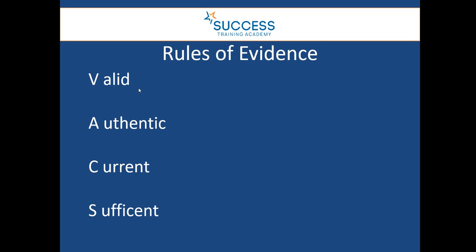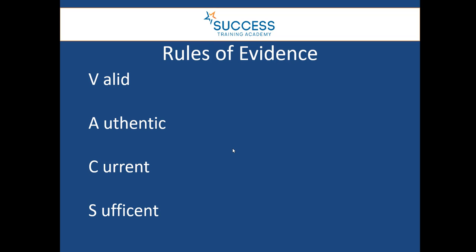Okay. Authentic. Well, authentic means that we can prove that it's the candidate's own work and there's no ounce of plagiarism in there at all. Current. Current basically means that the answer is up to date. Okay. So sufficient means that the answer is long enough. All right, there's enough detail in the answer.